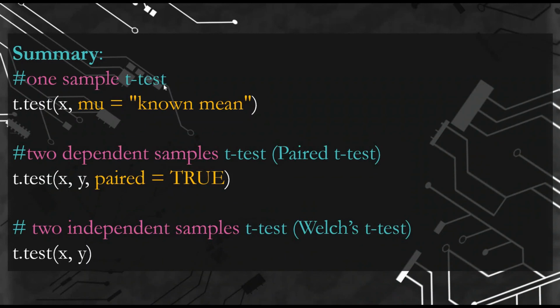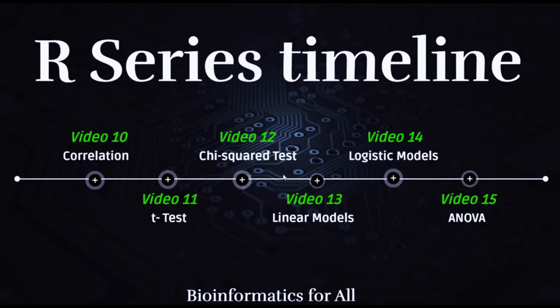So in summary, if you have one sample and you want to compare it to a known mean, you use a one sample t-test. If you have two dependent samples, you use the paired t-test, and in R, you use the argument paired equal true. And if you have two independent samples, you will not use any argument because it will perform Welch's t-test and it's the safest one. So next video, we will discuss the chi-square test.